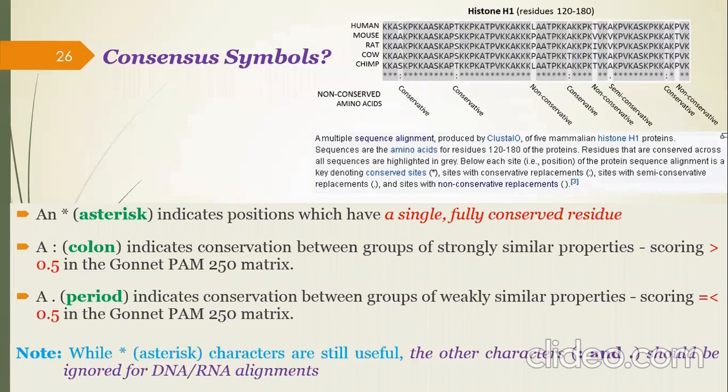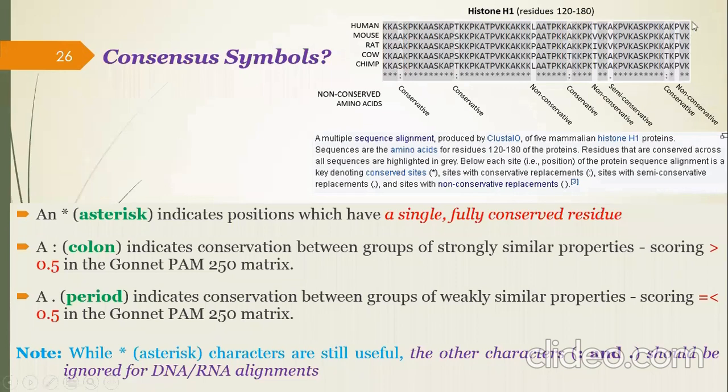And next to it, while asterisk characters are still useful, the other characters like colon and dot should be ignored for DNA and RNA alignment. So for DNA and RNA alignment, there must be no colon or dot symbols in the alignment, because there are only identities. If there is no identity, that means it is not conserved, because there are only 4 nucleotides, and they need to be either identical or not. Am I clear on this? Yes, sir.